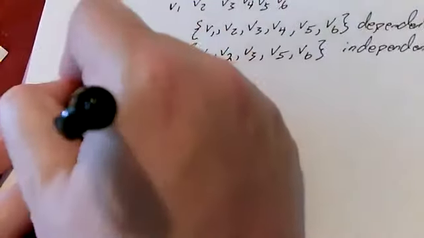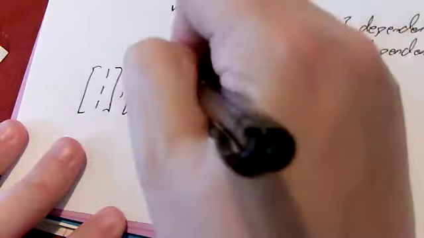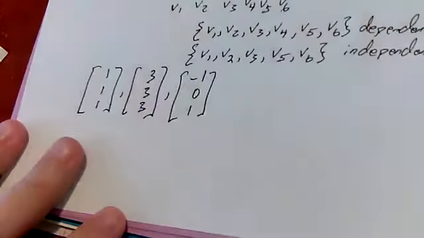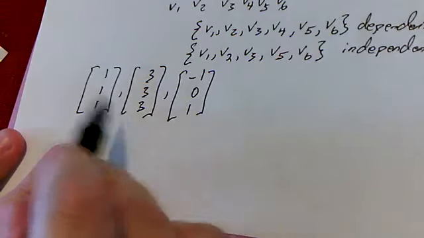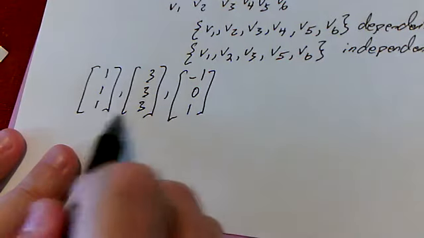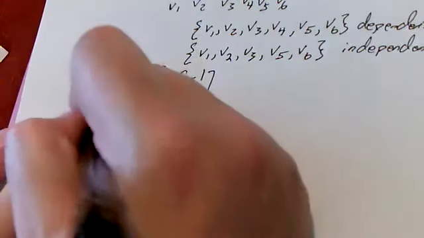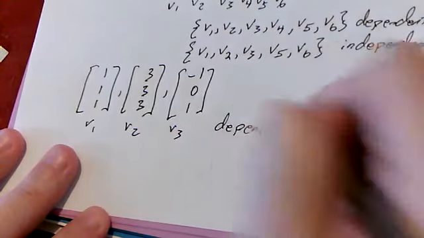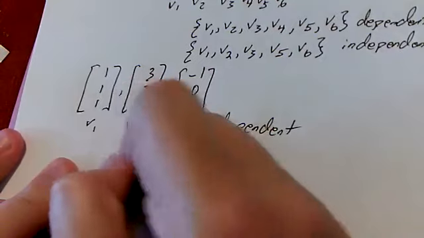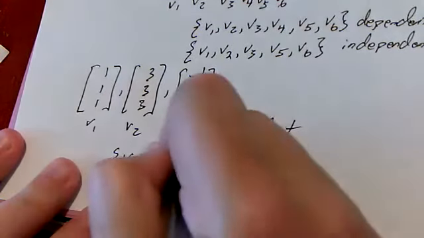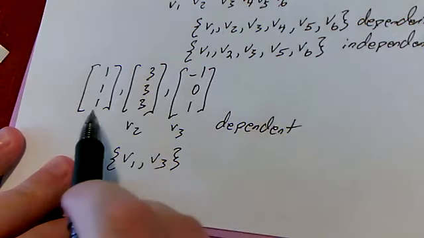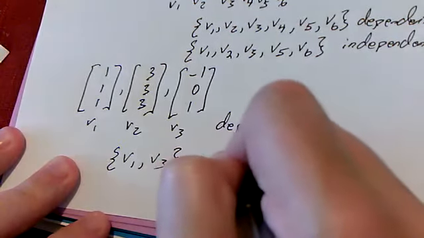To give you a quick example of that idea with some concrete numbers, if I have 1, 1, 1, 3, 3, 3, and negative 1, 0, 1, clearly I can see that these first two vectors are multiples of each other. So that means the whole set, which I'll call v1, v2, v3, is dependent. But if I throw away this v2 vector, which doesn't add anything new because it's just a multiple of v1, v1 and v3 together are independent.